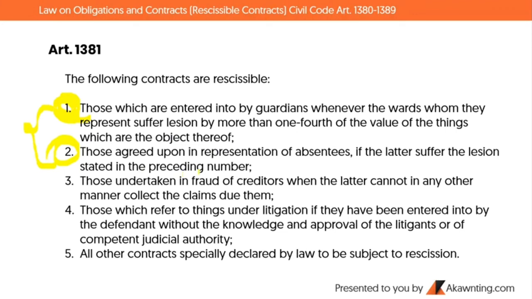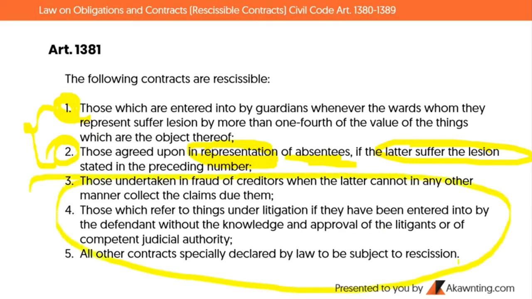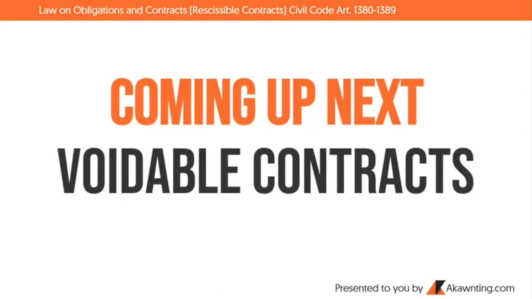Siyempre, paano kung hindi niya pa rin alam? Kasi absentee pa rin siya hanggang ngayon, di ba? So, usually, yung 4 years, magbibilang siya from the time, yun nga, na malalaman niya na nag-suffer ng lesion yung ginawang transaction ng kanyang representative with regards to his property. Okay, so yun yung exemption natin dun sa prescription na 4 years. Pero generally, for example, numbers 3 to number 5, yung mga yan ay 4 years from the time the contract is perfected. Okay, so ayan. Coming up next will be voidable contracts.